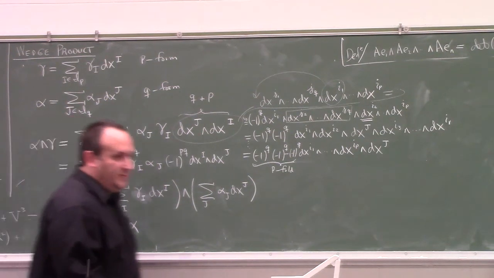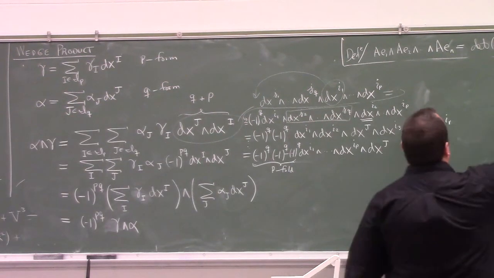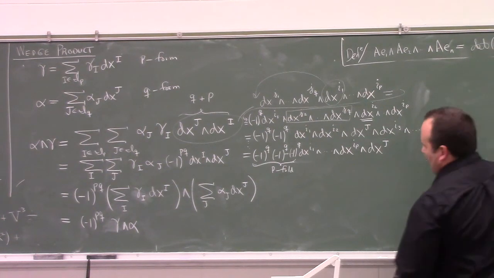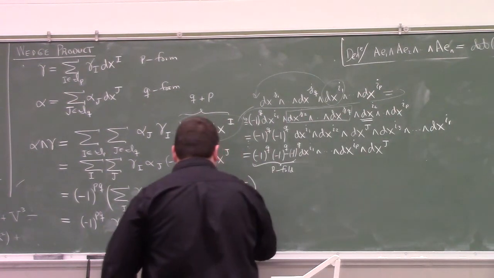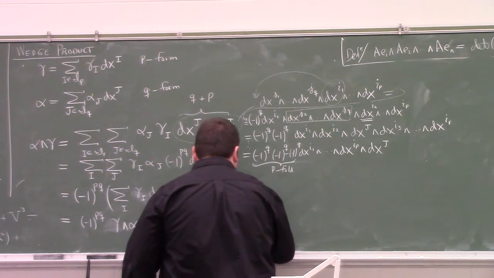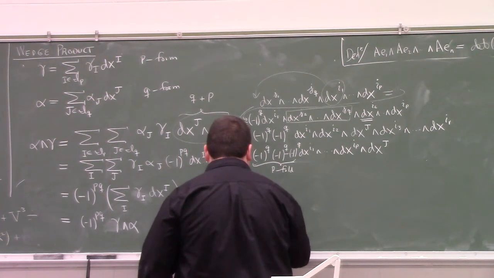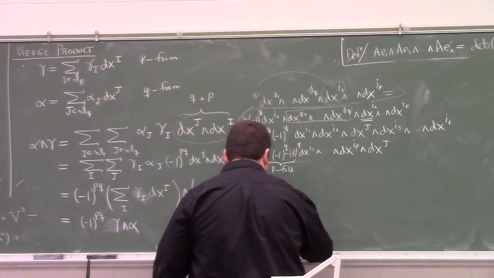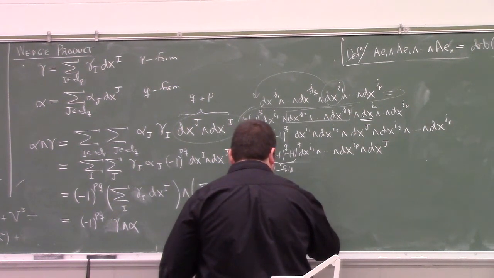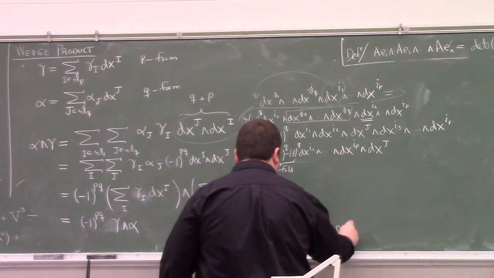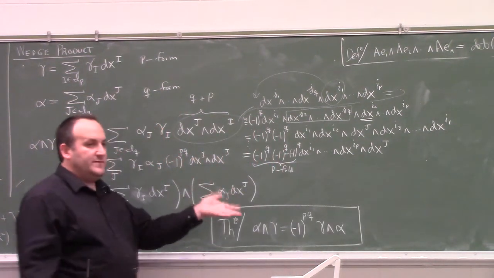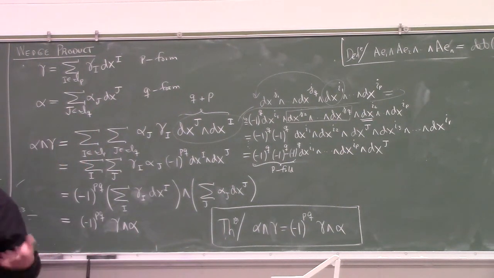And so there you go. I have proved for you, basically here's the rule that we just proved. Theorem: alpha wedge beta, alpha wedge gamma is equal to minus 1 to the pq gamma wedge alpha. When they're both one forms, we get a minus relation, right?